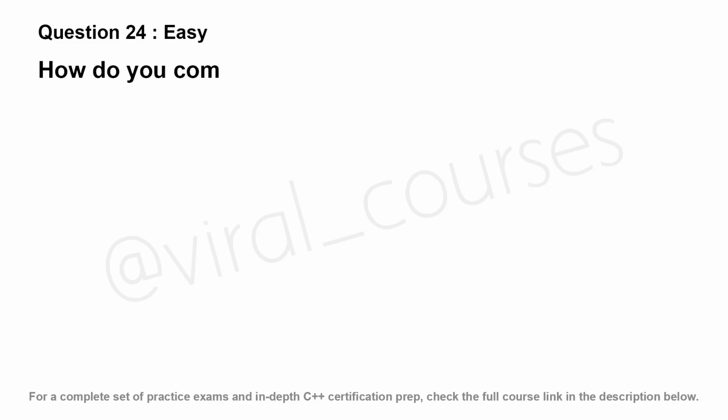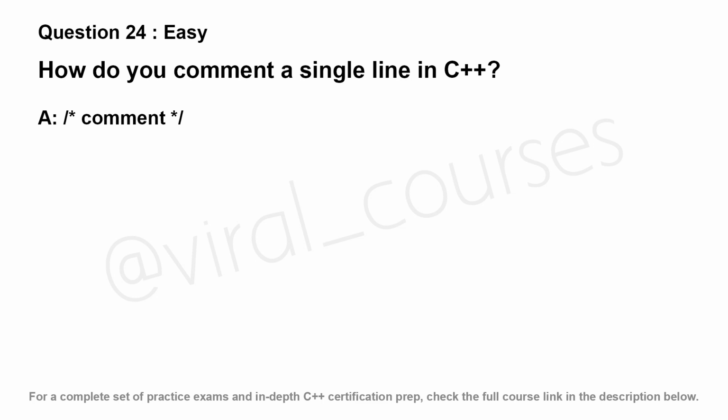How do you comment a single line in C++? Option A, asterisk comment asterisk. Option B, comment. Option C, hash comment. Option D, comment.